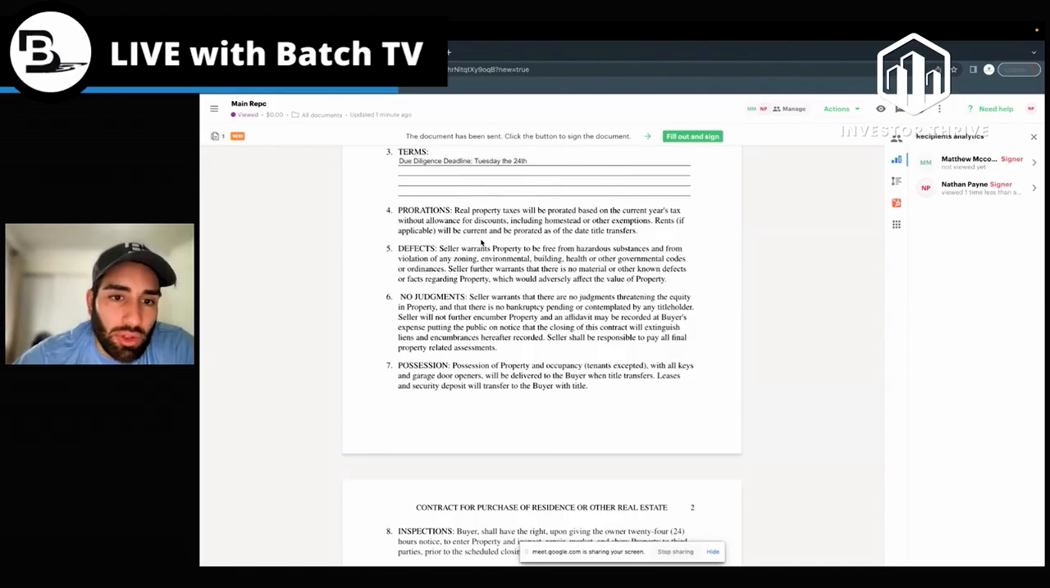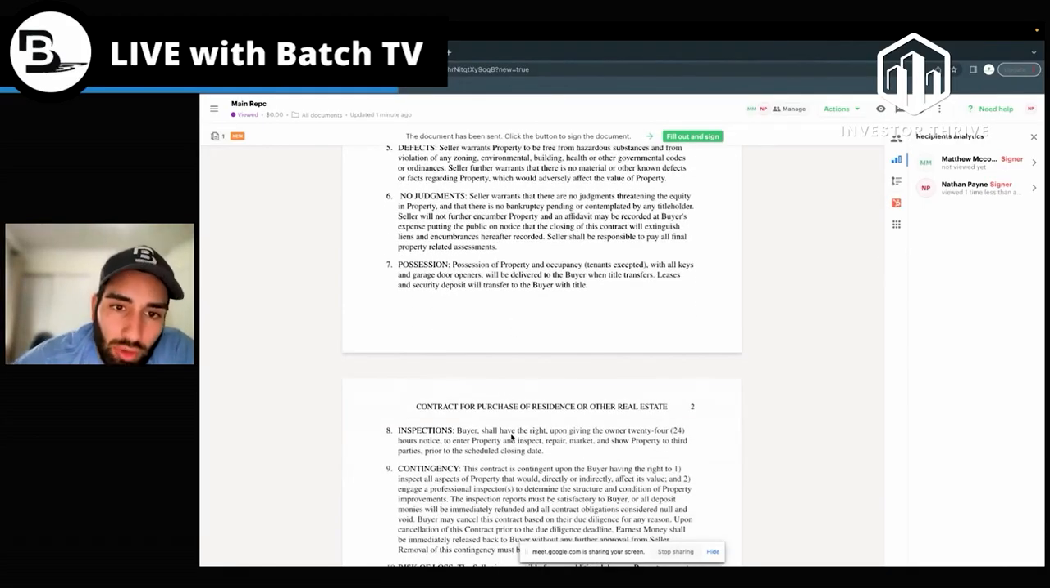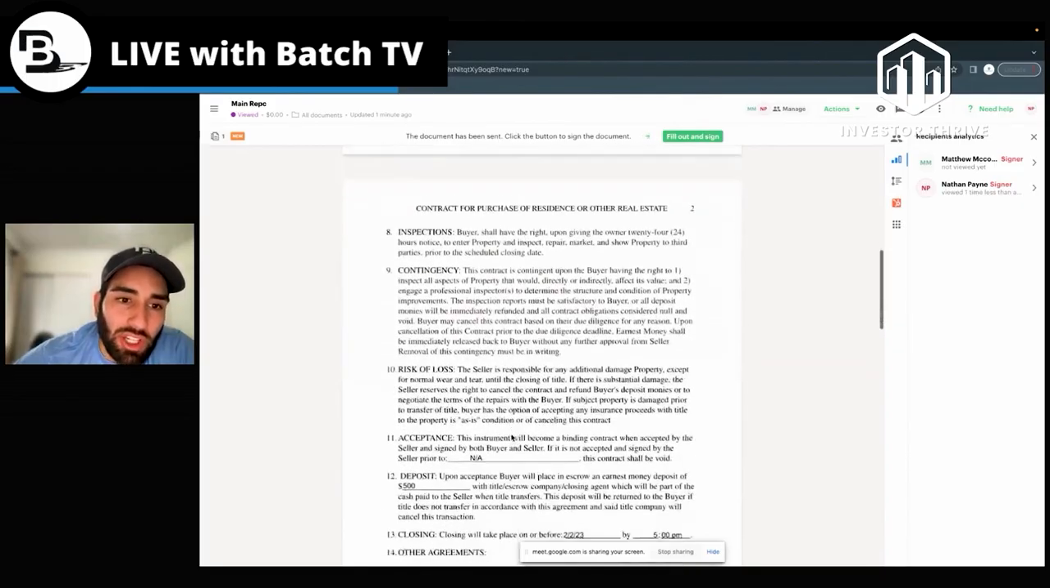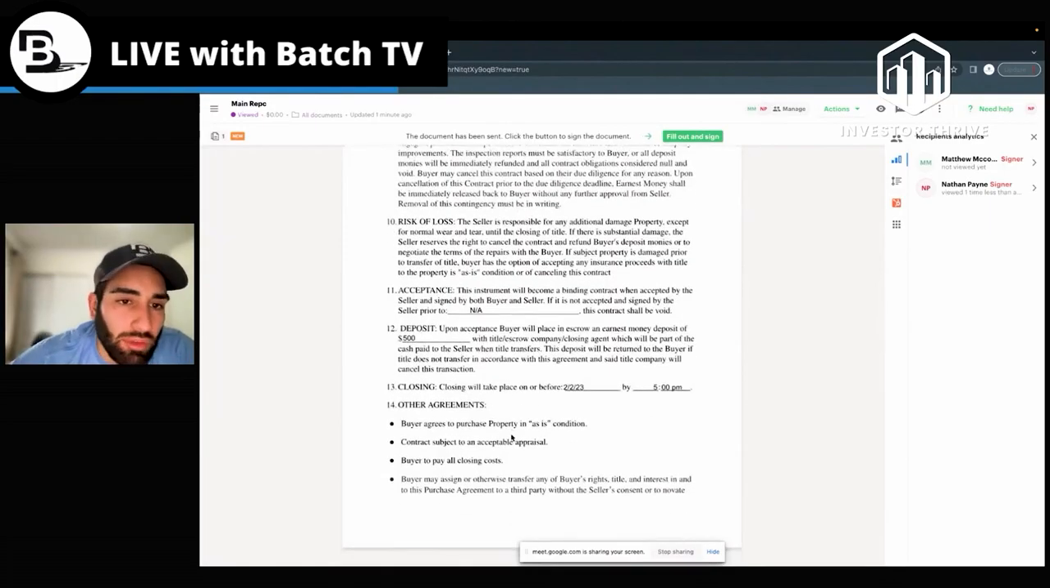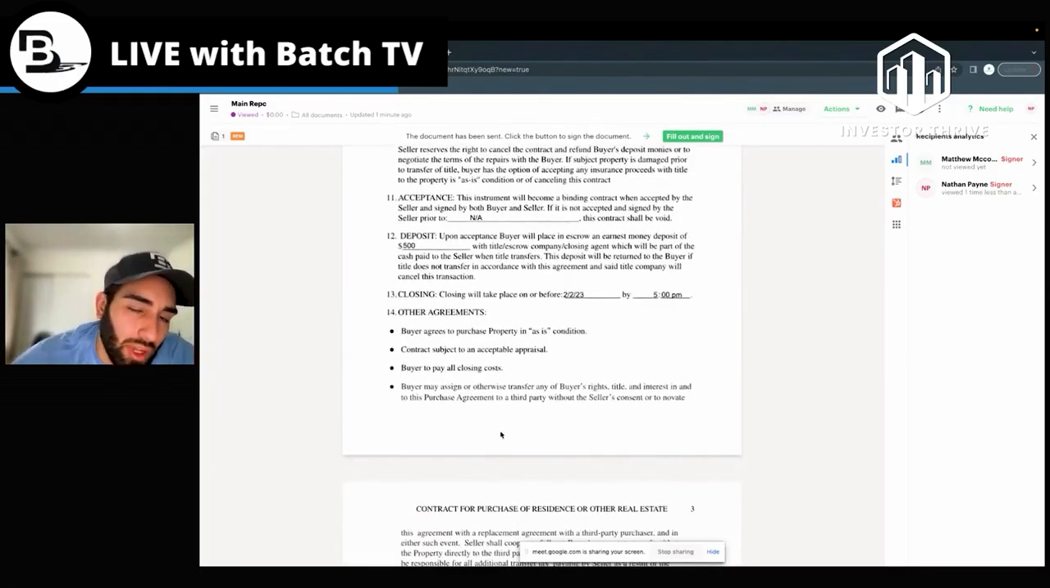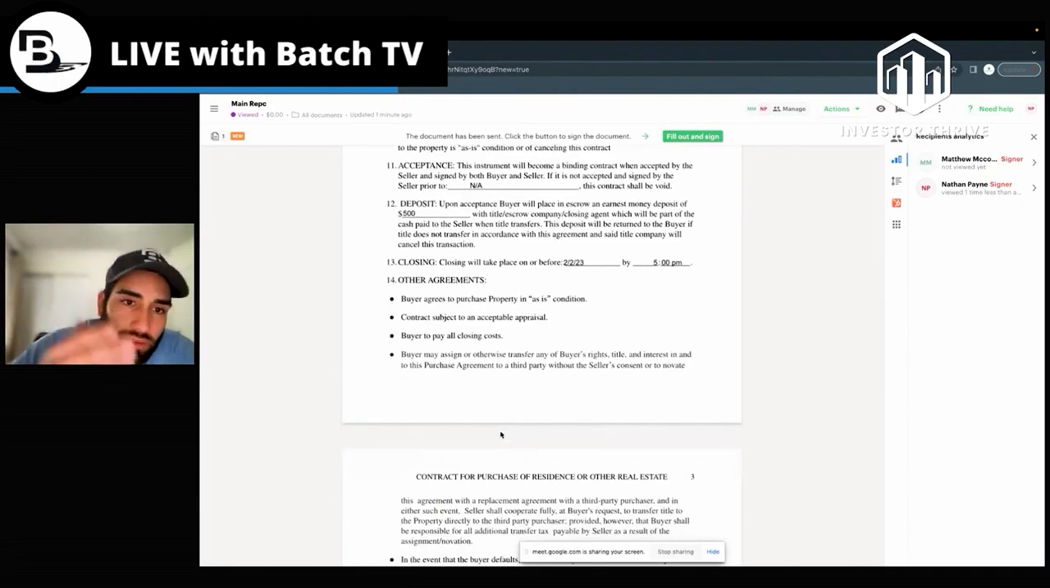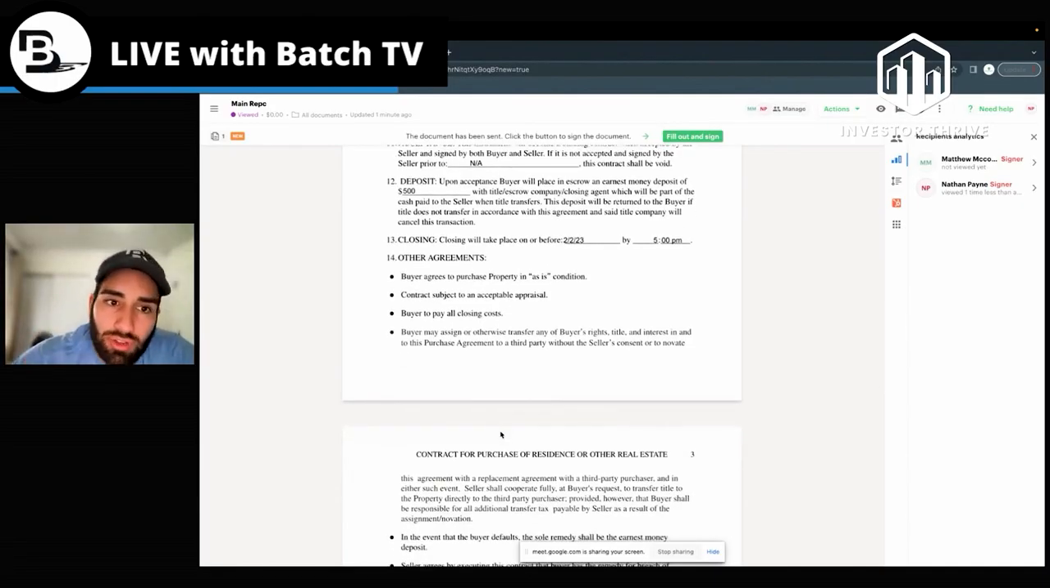Defects, that's you letting us know if there are any hazardous materials in the property. That's why we do an inspection anyway, so there's no problem. No judgments, of course, we're going to handle that. We're going to talk to title about that and get that figured out. Possession, at close, we want possession of the property. Inspection and contingency, we already discussed this. We're going to go inspect the property. Risk of loss, if we buy the property and something happens to it by the time we close, we'd have to renegotiate if it's been destroyed or something happened other than what we agreed on. Acceptance right now, deposit $500, closing date 2/2/23, on or before.